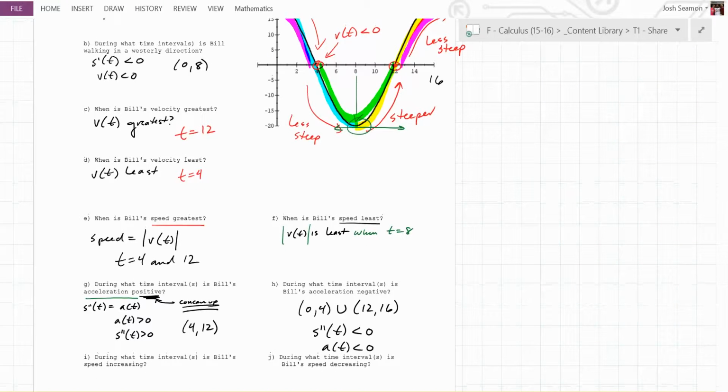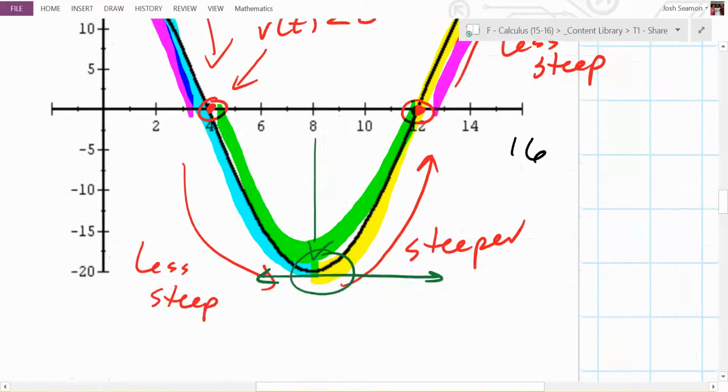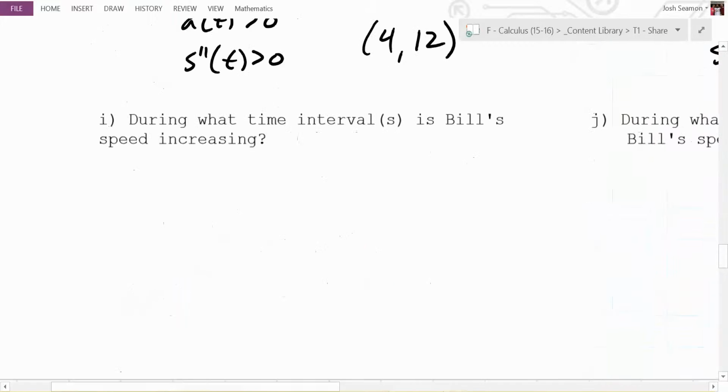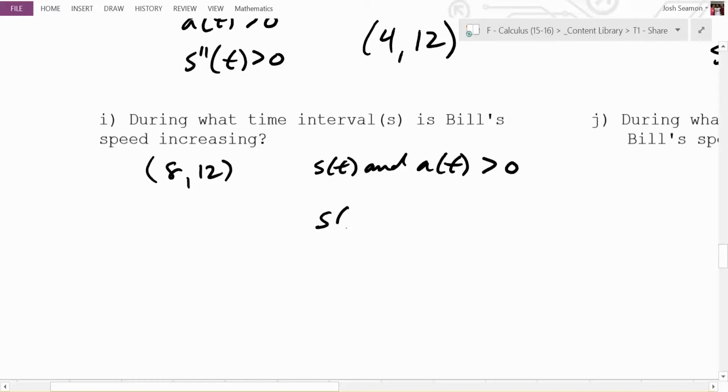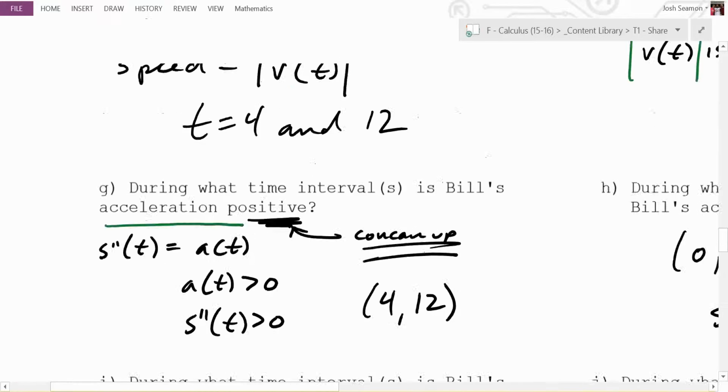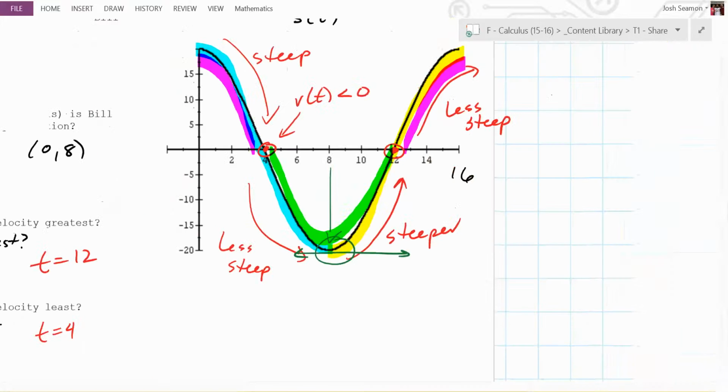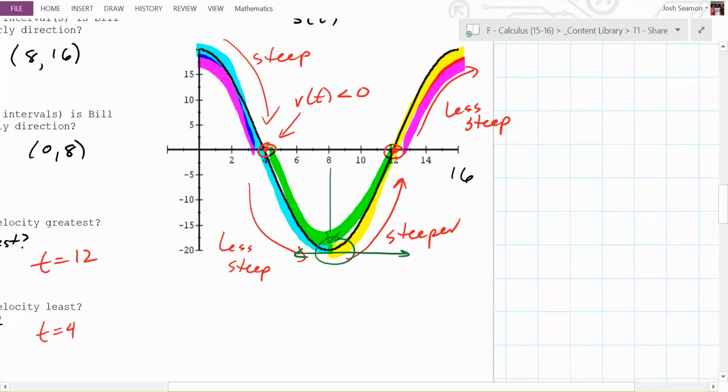Are we okay so far? Just checking in. 8 to 12. So it's speeding up from 8 to 12. That's when s of t and a of t are both positive. But it's also true when they both could be negative. So what are the colors for negative here? Negative slope is blue. We need the 4 too, right? Ah, close, careful. We know it's 8 to 12, green and yellow, right? That's when they're both positive.